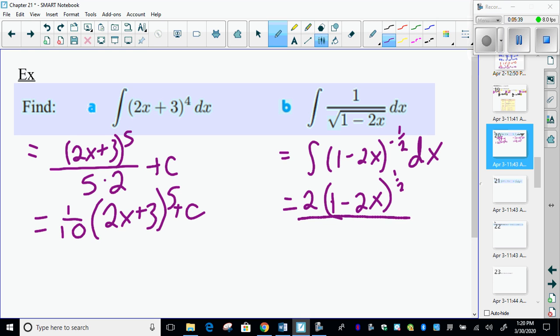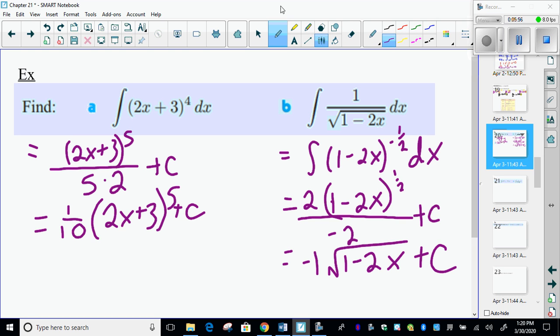And then I'm going to have to undo the derivative of the inside. The derivative of the inside is negative 2. Therefore, I'll have to divide by negative 2 and then plus my constant. Therefore, this is equivalent to negative 1 times the square root of 1 minus 2x plus c. So take your time with square roots, especially because of those negative exponent ones.